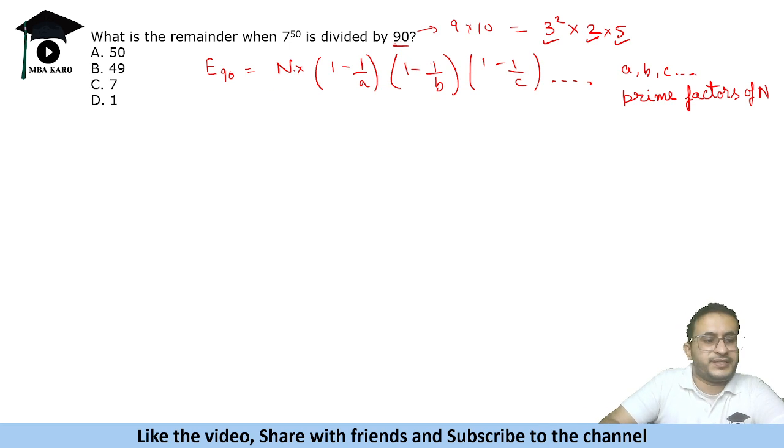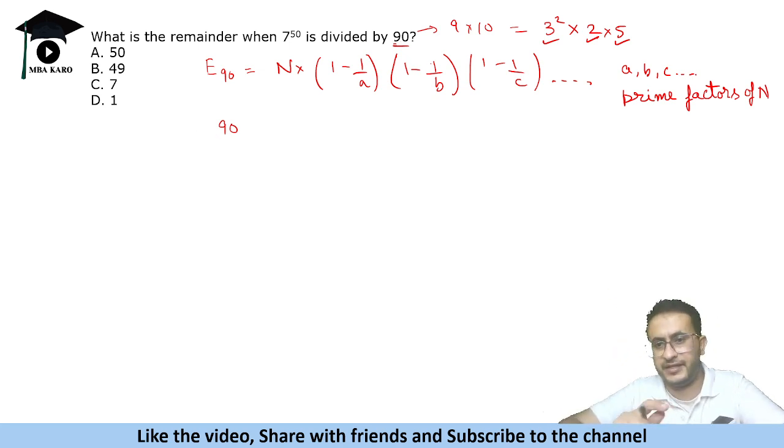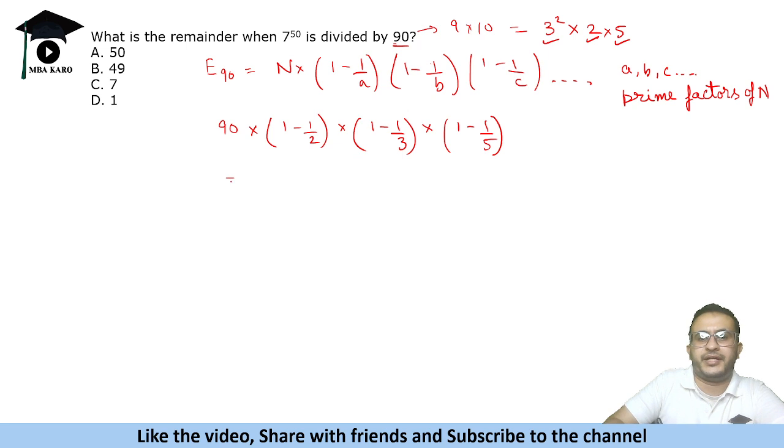So if you look at this n, okay, n is 90. So we'll find the Euler number. First I'll tell you how to find the Euler number, and then I'll tell you the significance of Euler number. So 90 into 1 minus 1 upon 2 into 1 minus 1 upon 3 into 1 minus 1 upon 5. So what do we get? 90 into half into 2 by 3 into 4 by 5. Okay, so this gets cancelled. 15 into 6 is 90. So 6 into 4 is 24.